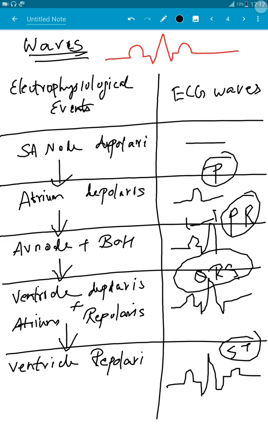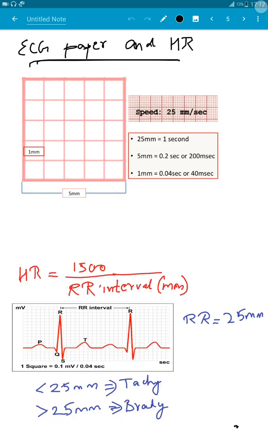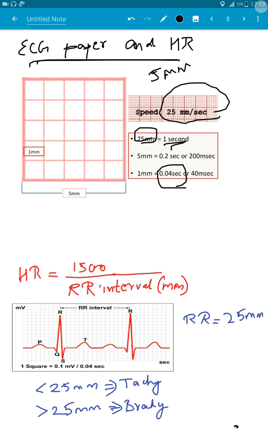Then we can discuss the ECG paper and the heart rate. If you see an ECG paper, there will be many small boxes. Just take a small box of it, and it is 1 millimeter in length. The ECG paper runs at a speed of 25 millimeter per second. In 1 second, 25 millimeter will run. So for 1 millimeter, it is 0.04 second.